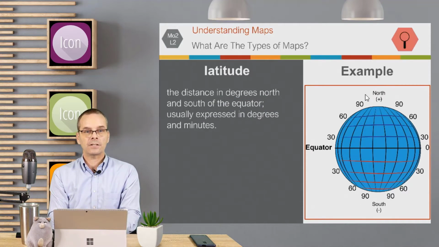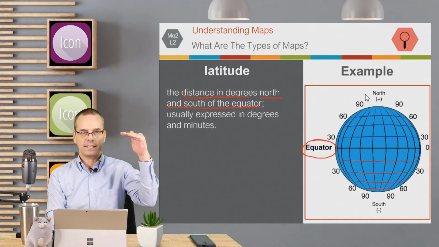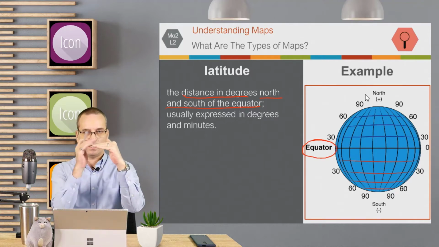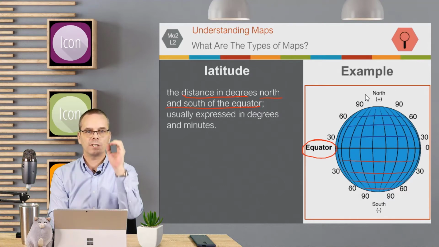The other one is latitude. Latitude is the distance in degrees north and south of the equator. The equator is at 0 degrees, and then you have different degrees of latitude north and different degrees of latitude south of that equator, which is 0.